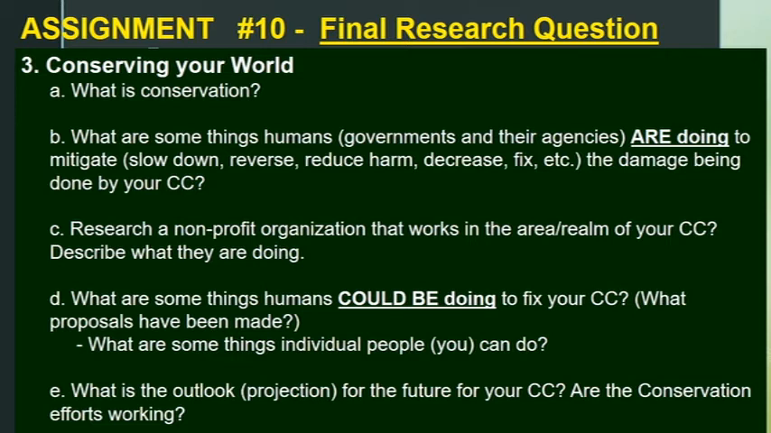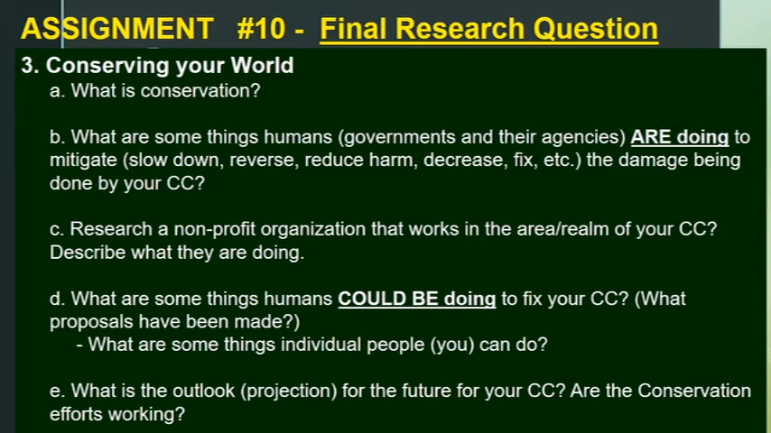D, what are some things humans could be doing to fix your conservation challenge? So what kinds of proposals have been made to do this mitigation? What are some of the things individual people like you can actually do? How can you bring that huge global problem, if it is a global problem, down to your level, your community?